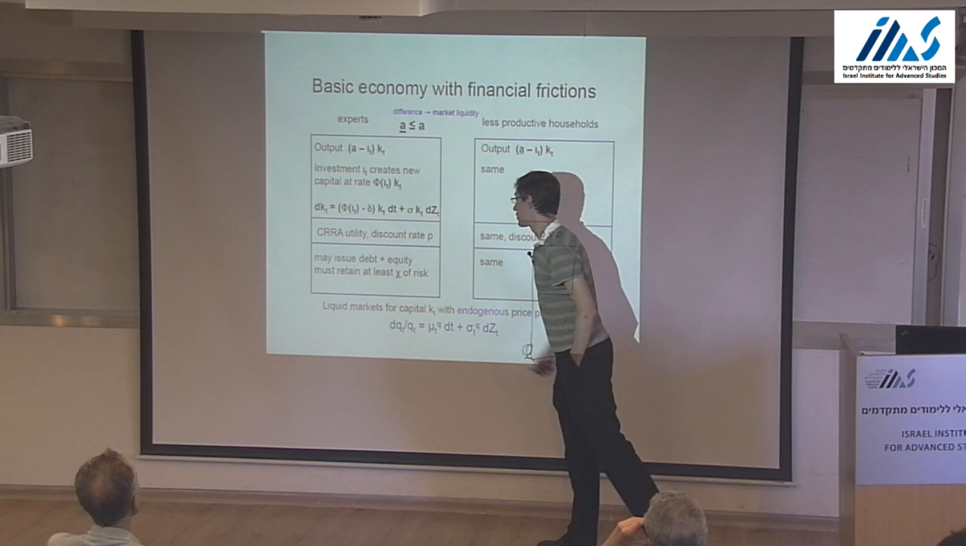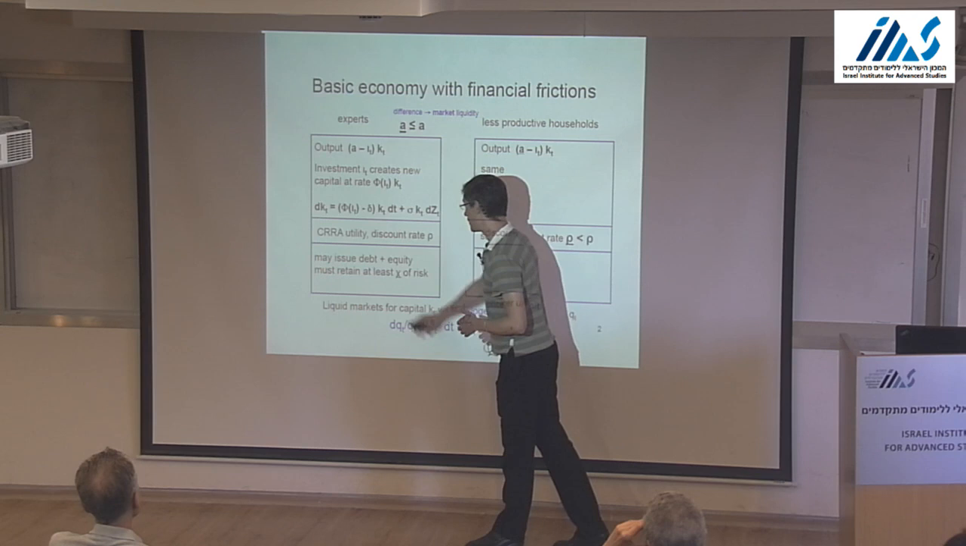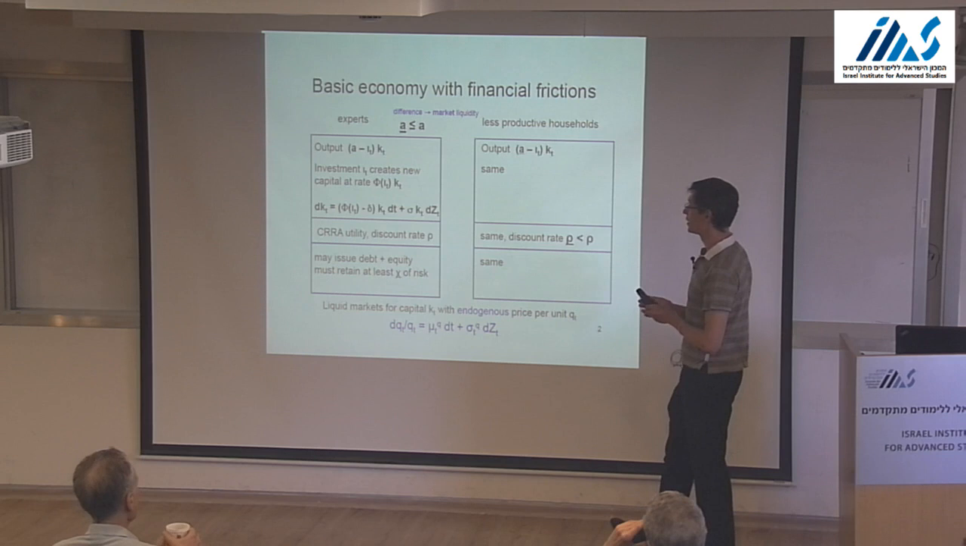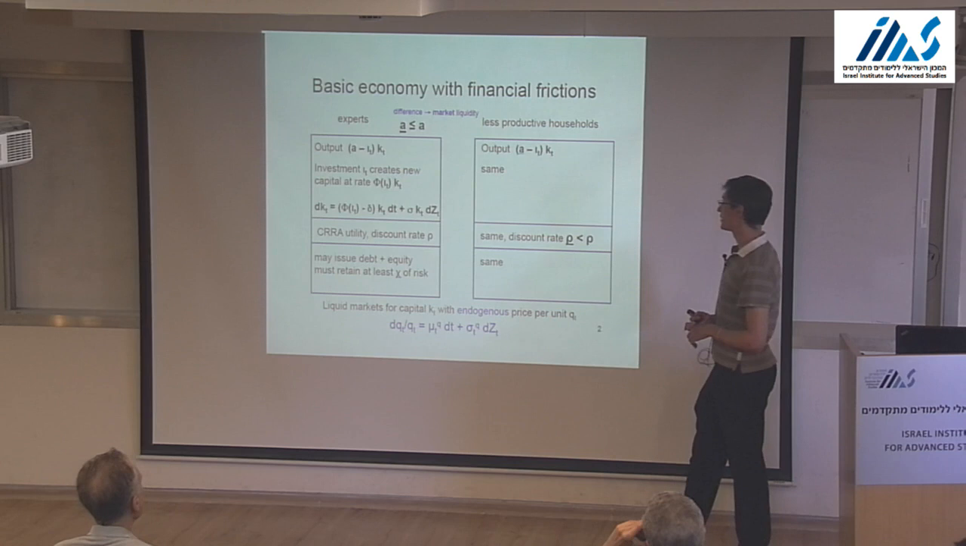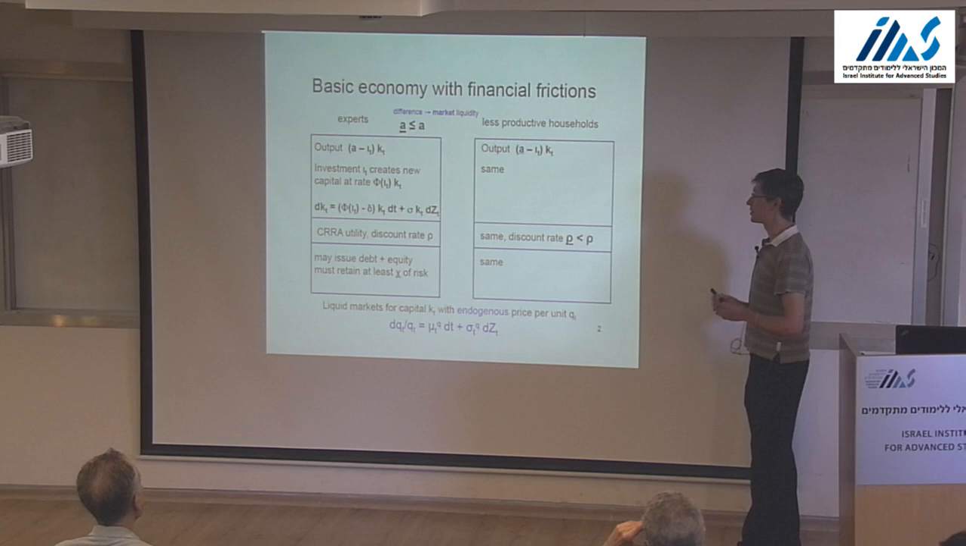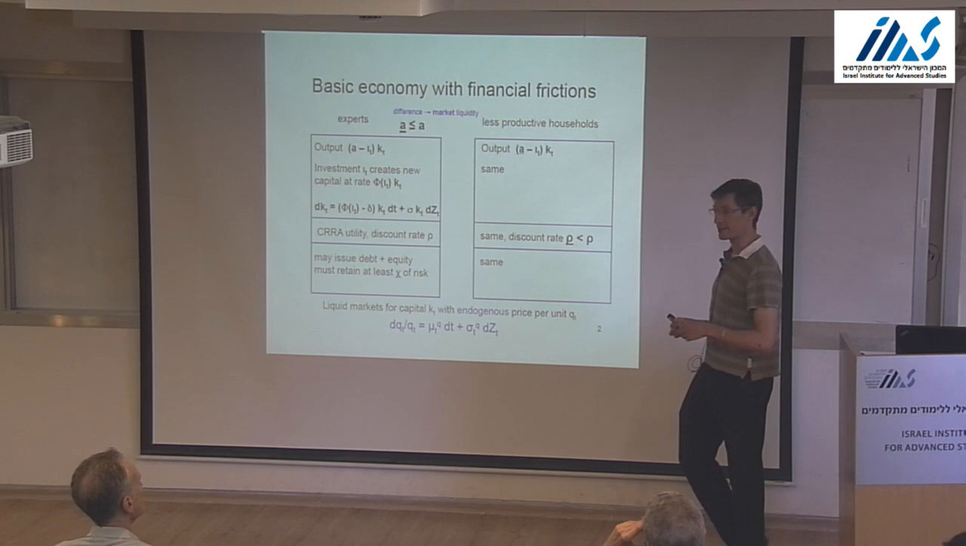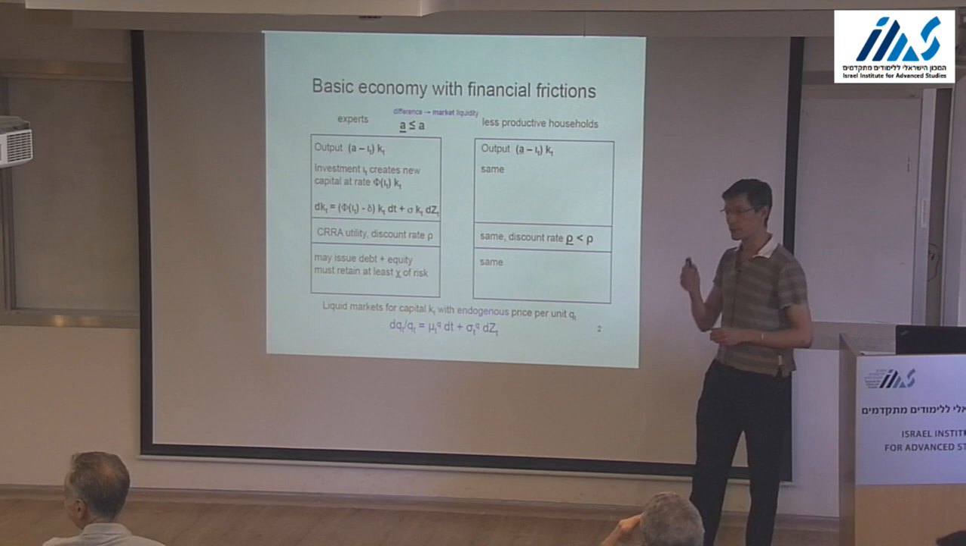The assumption is that the experts, when they finance projects, can raise money by issuing debt, and they can also pass on a portion of risk to households through equity issuance. Capital can be traded at an endogenous price Q. This is the same model as yesterday, except it allows for equity issuance and CRRA utility. I'm going to talk about this model today, and if there's time, a little bit about money, which will be a nice introduction for Guru's lectures, because he's going to talk about Bitcoin. So you'll be well prepared, and you can ask him tough questions.